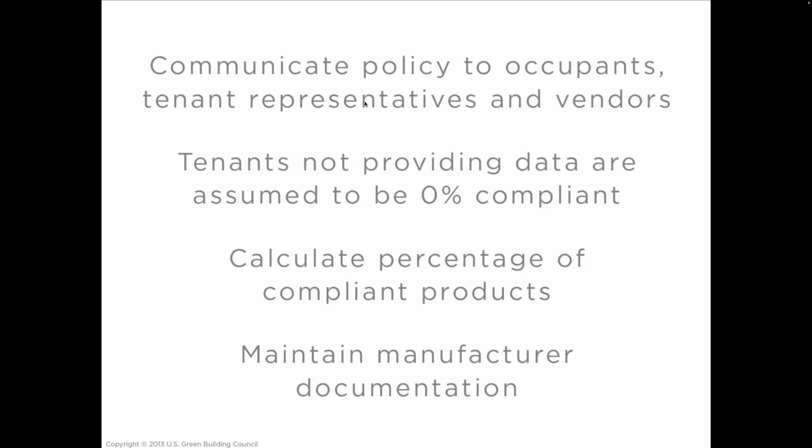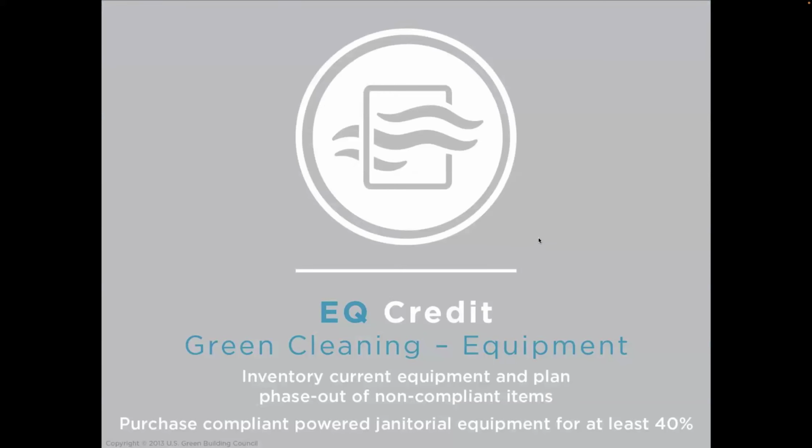Communicate policy to the occupants, tenants, and representatives. Tenants not providing data. Again, a lot of times, if you have multiple tenants in the building, they need to help you with getting this information. So there's ways of dealing with that if they don't.